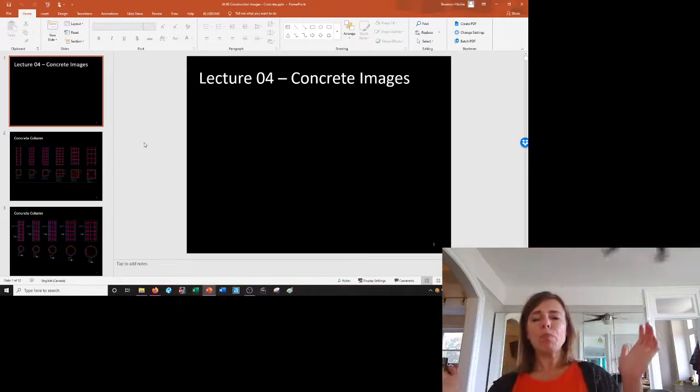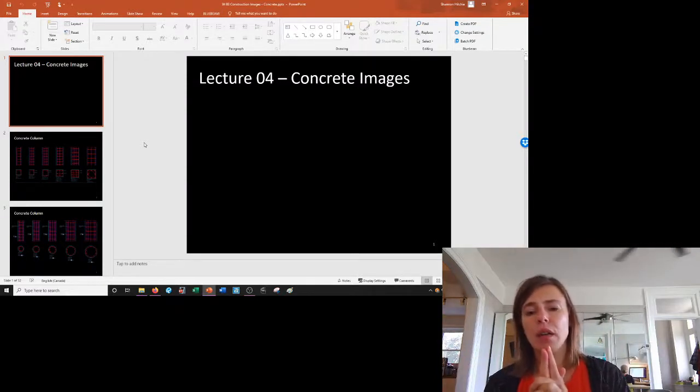Okay, concrete is really two things. Concrete is concrete and steel. When we're talking about concrete, we're talking about reinforced concrete. That means what you see is the concrete, but there's also steel hidden within that concrete.